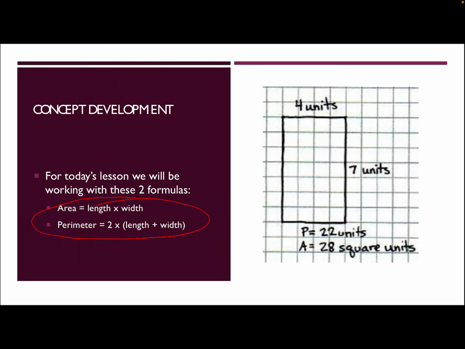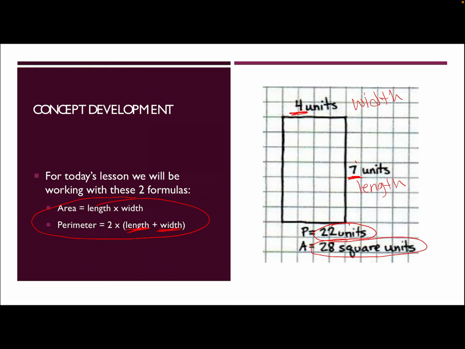Whenever we look at our example here, the 4 units that we see across the top is our width, and the 7 units long is our length. In order to do our perimeter, we just took this 7 and plugged it in where it says length, and this 4 where it says width. We added the 7 plus 4, which gave us 11, multiplied that by 2, and there's our 22 units. For area, we just had to take these two numbers, 4 and 7, and multiply them. Then we just had to write down how many square units we had. So the answer came out to 28 square units.